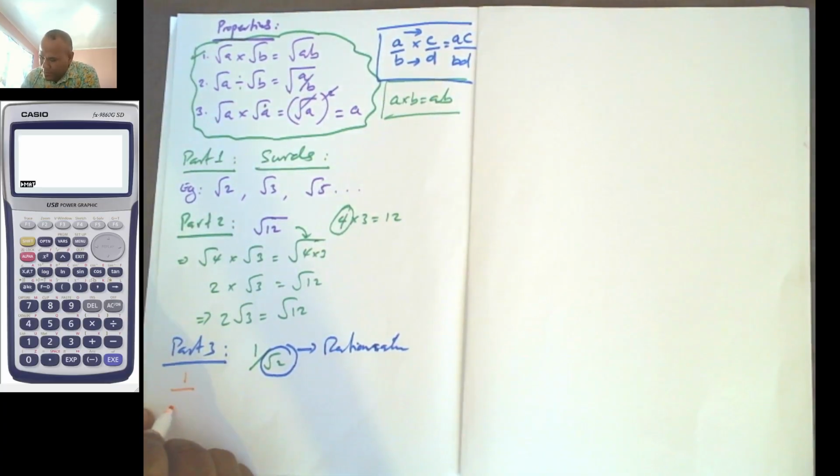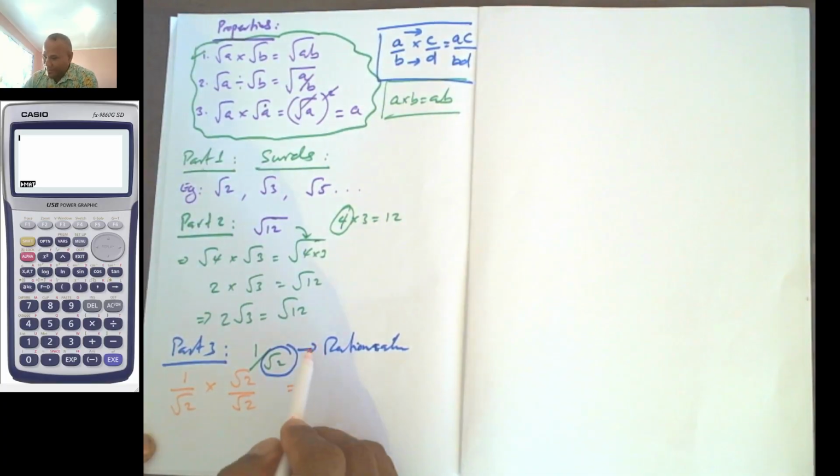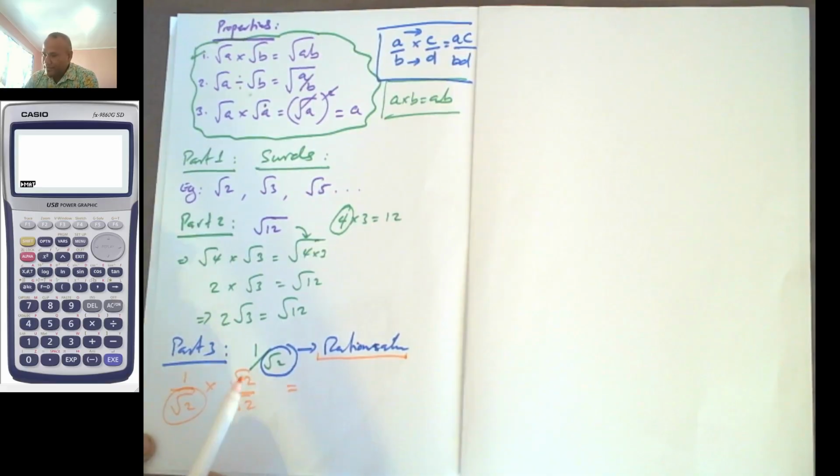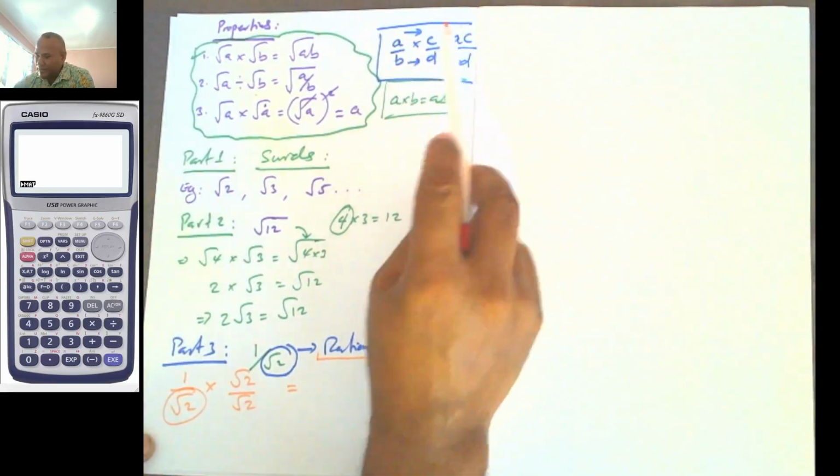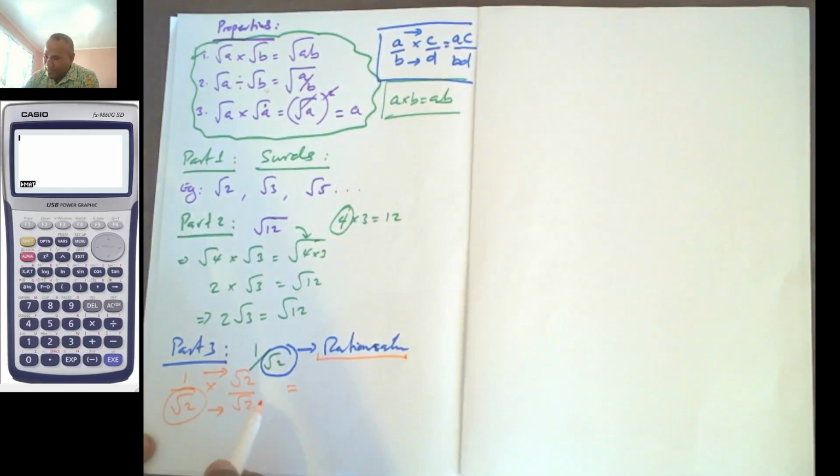1 over the square root of 2 times the square root of 2 over the square root of 2, because I want to take the square root out of the denominator. That's the whole purpose of rationalizing. Whenever we're rationalizing, we're basically taking the root out of the denominator. So we multiply with the square root. What do we understand about a fraction times a fraction? We multiply straight across. 1 times root 2 is 1 root 2.